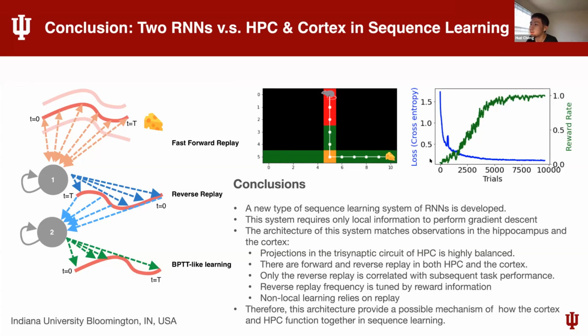So to the end, in this project, we propose a new type of sequence learning system of recurrent neural networks, which only requires local information to perform gradient descent, and they bridge the gap between the observation and hippocampus to bring those replays, and also the long dilemma in the biological plausibility of BPTT. And yeah, basically that's all.